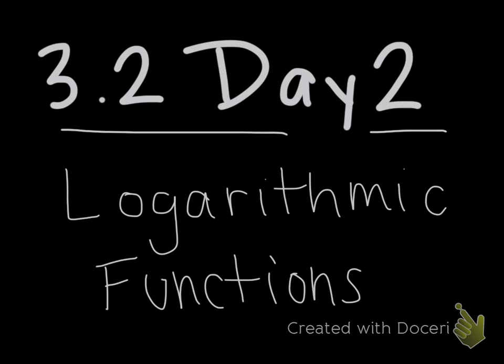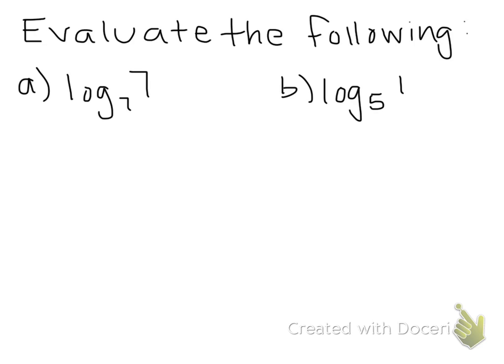Today we're doing section 3.2, day 2, and we're going to be talking about some more properties of logs. So we're just going to work on evaluating, and then we'll come to what the properties are for today. If I set this equal to x, I put this in exponential form. So I have 7 to the x equals 7, and it's implied that there's a 1 there, therefore x equals 1.